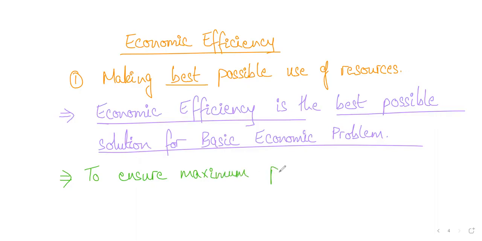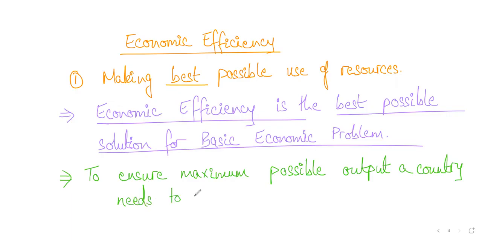Think about this. What is the objective of any country? The objective of any country is to maximize its output. To ensure maximum possible output, a country needs to use its resources efficiently. These are different terms, but they're referring to the same fact that making efficient use of resources is very important for any country. Do you agree with me or not? Do you agree with me?